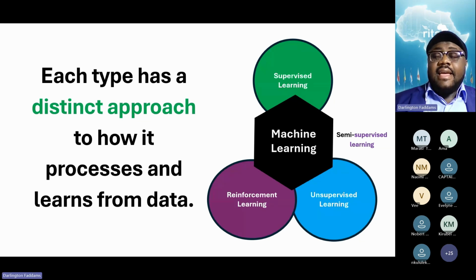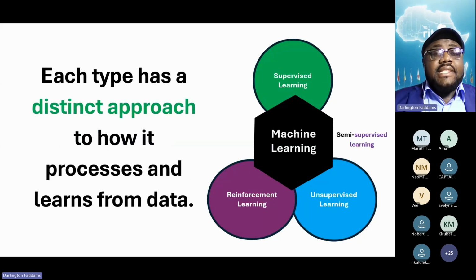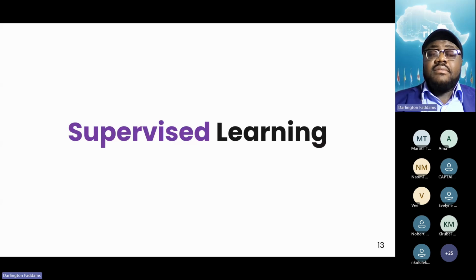Again, everything we are learning here in the types of machine learning is just telling us the three ways to do machine learning. Each type has a distinct approach to how it learns from data. So based on the project, you know how to let it learn from data.